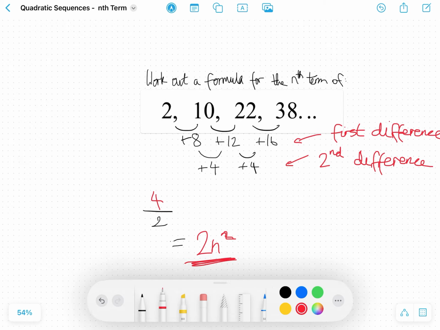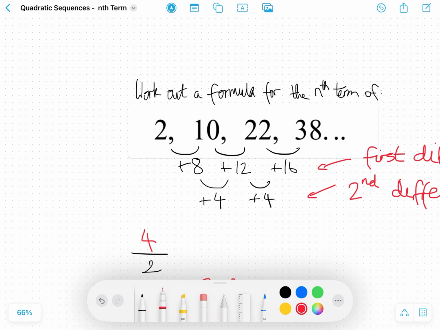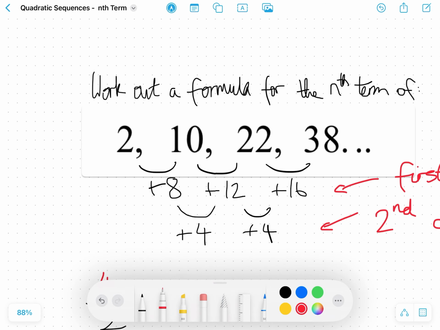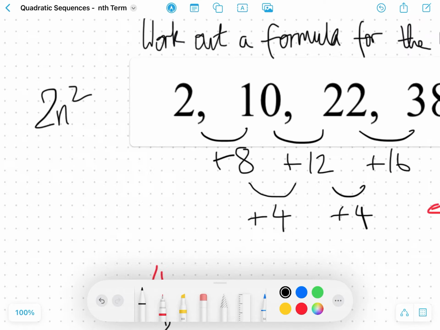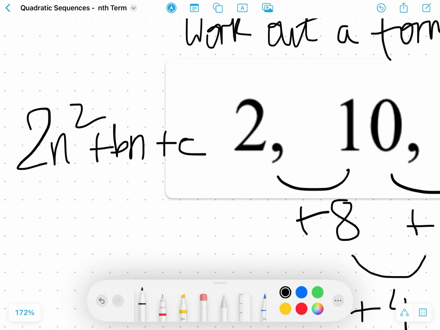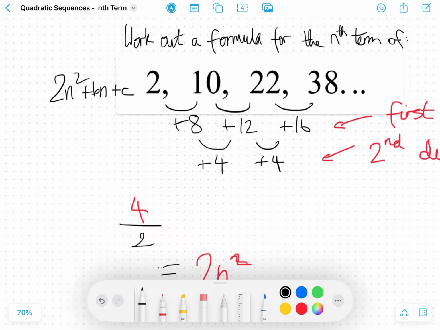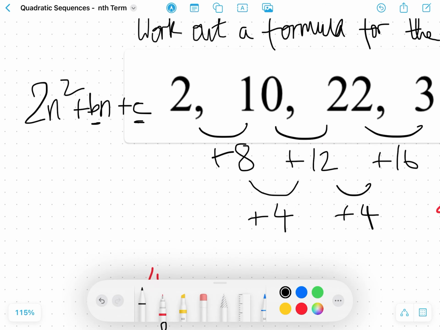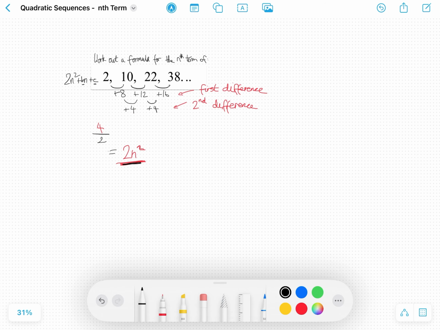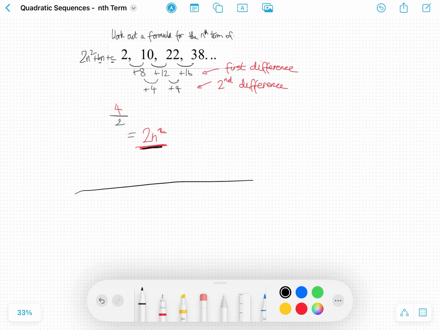But now, this original sequence is in the form 2n squared, as we worked out here, plus bn plus c, since it's a quadratic, which means that we need to work out what b and c are. So we need to work out what bn plus c is so that we can find the nth term of the entire sequence. So what we do is we make a table.